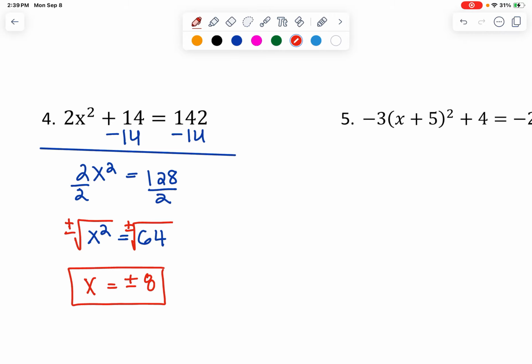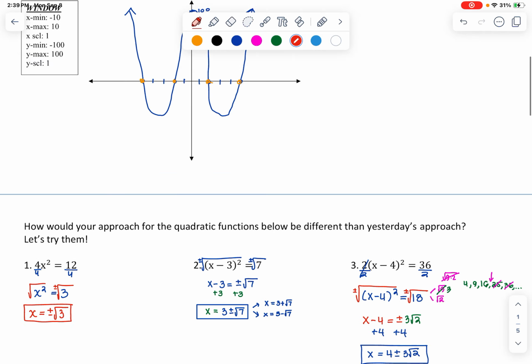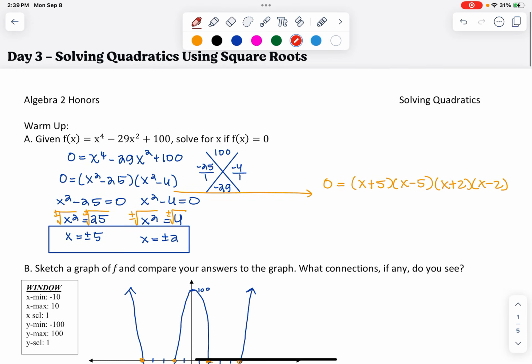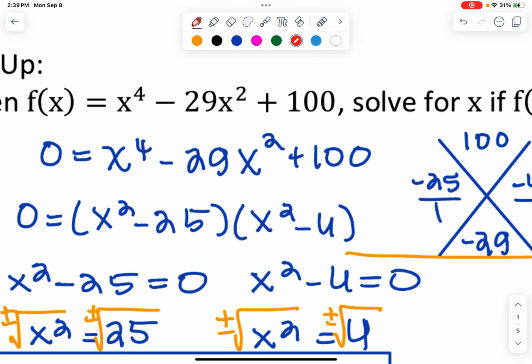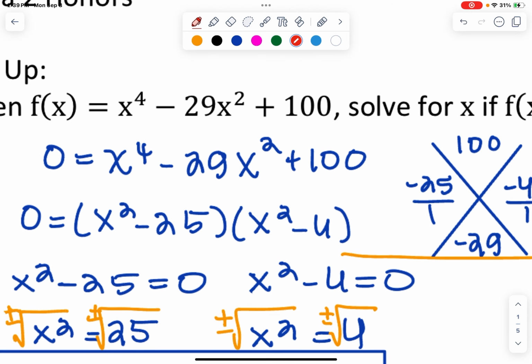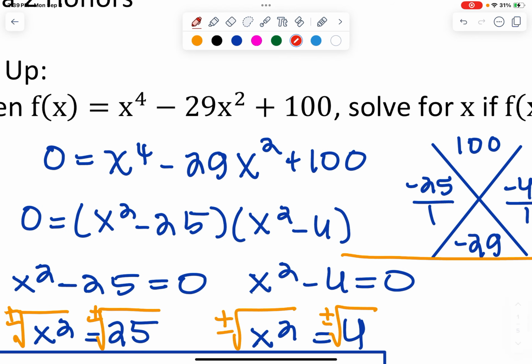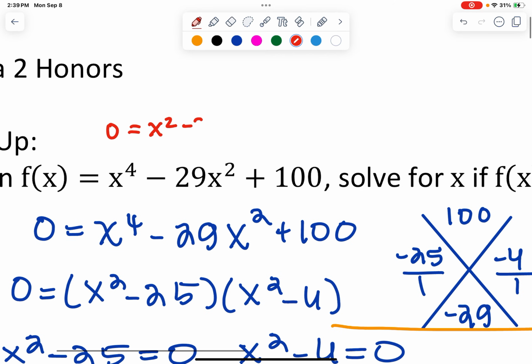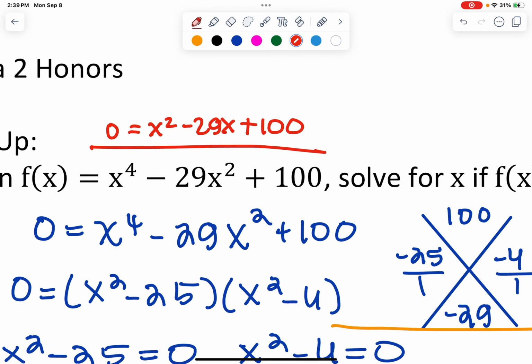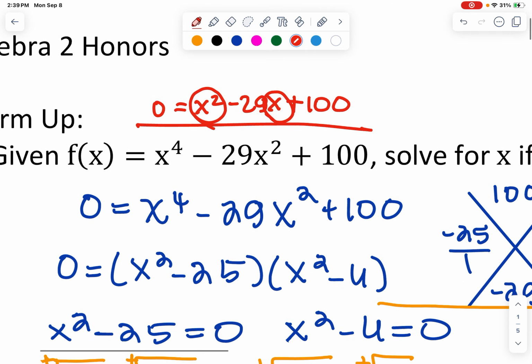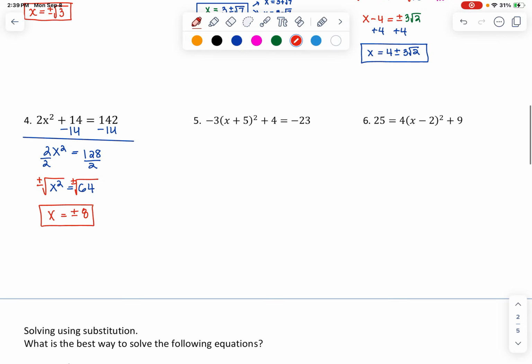One thing I want to bounce back to really quickly is the opener. What I hate is that it's a 4th power. I wish it was a quadratic. But let's just say it was 0 equals x squared minus 29x plus 100. Please don't try to square root this equation. You can't solve this by square rooting. It's got an x squared and an x. We can't use this method that we're using today.